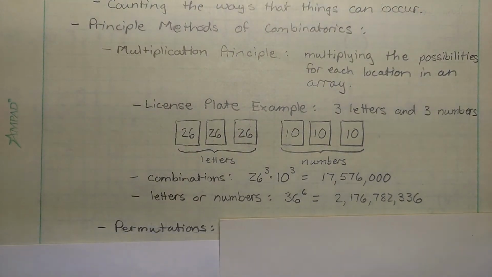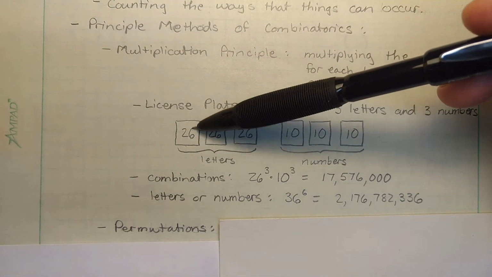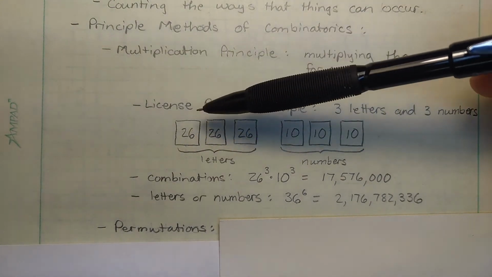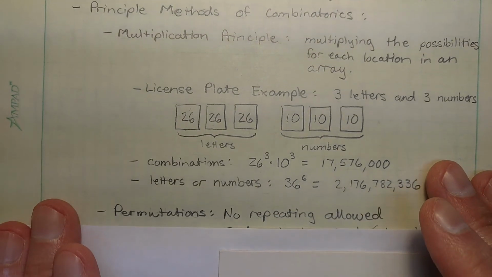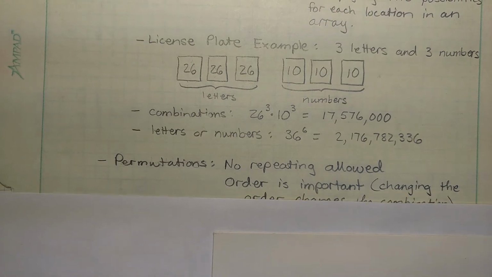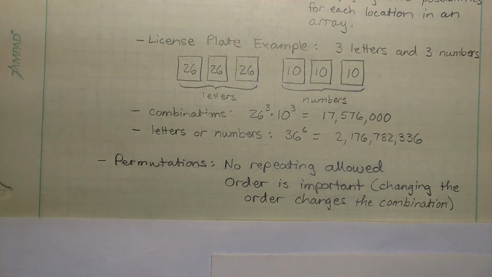Okay, another situation that arises: the multiplication principle works great when we're just considering the number of possibilities per spot. But what happens when the number of possibilities per spot decreases because you can't reuse something? So in a license plate, you can use A. But what if you have a situation where once you use A here, it can't be used again? That's when we come into what's called a permutation. Permutation comes when no repeating is allowed, but also, order is important. So if we change the order, it does change the actual outcome.